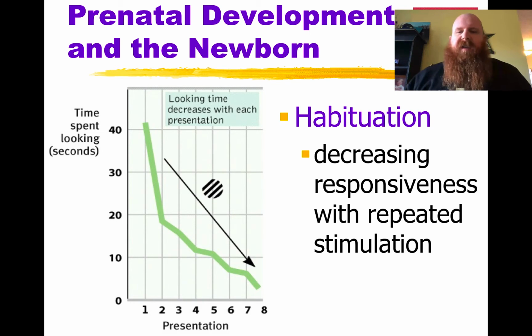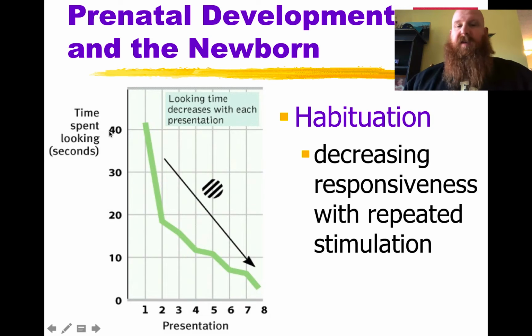What habituation says is that as you repeat that stimulation, whether it's the keys, a picture, or a mobile, the response from the newborn begins to decrease or happen less. The more they see it, or the more you introduce that stimulation, over time they become less responsive to it. They'll look at it for a shorter period of time. And that's what this graph represents.